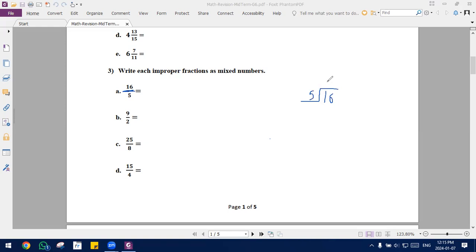16 divided by 5 is 3. 3 times 5, 15. We subtract, the remaining is 1. So the answer is the real value. 16 divided by 5 is a 3. And what's the remaining? The remaining is 1 out of 5.